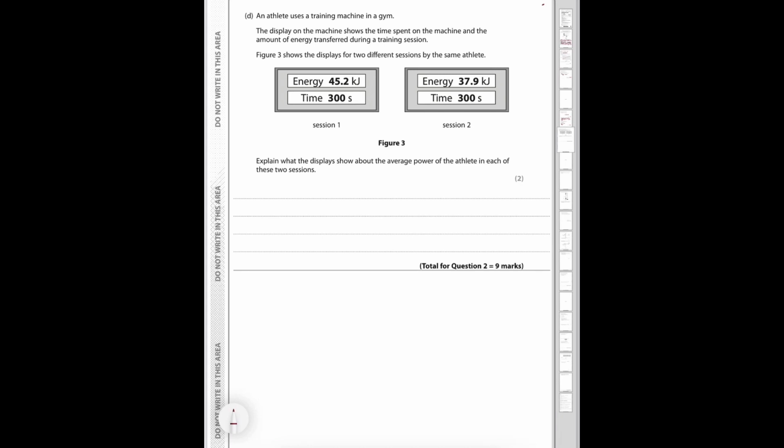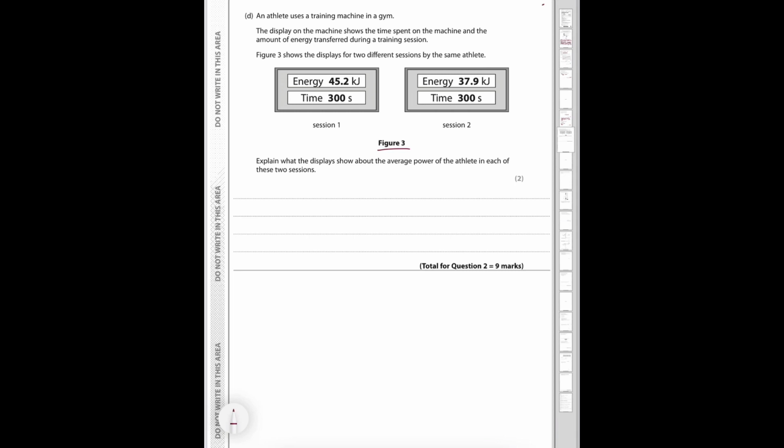An athlete uses a training machine in a gym. The display on the machine shows the time spent on the machine and the amount of energy transferred during the training session. Figure 3 shows the display for two different sessions by the same athlete. Explain what the displays show about the average power of the athlete in each of the two sessions.